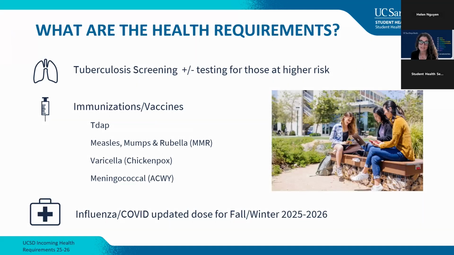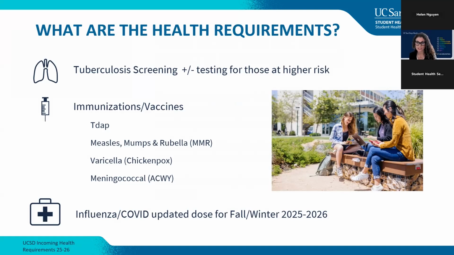What are the requirements? So we have kind of three categories. The first one, and I always put that first because it's the thing that really does need to be done before you come to campus, and that is tuberculosis screening. And for those that are at higher risk, testing will also be required. And with TB, we're actually preventing active disease from coming onto campus.